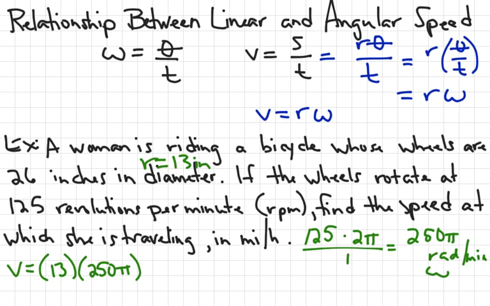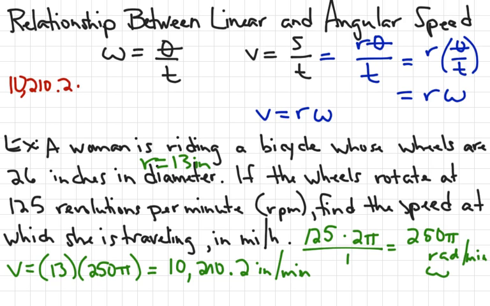Remember that the 13 is in inches, and the 250 pi is in radians per minute. So we're going to find out that this is 13 times 250 pi, or approximately 10,210.2 inches per minute. Well, inches per minute is lovely, but we don't want our final answer in inches per minute. We want it in miles per hour. So let's do the fun part of the problem. The fun part of the problem is changing the units.